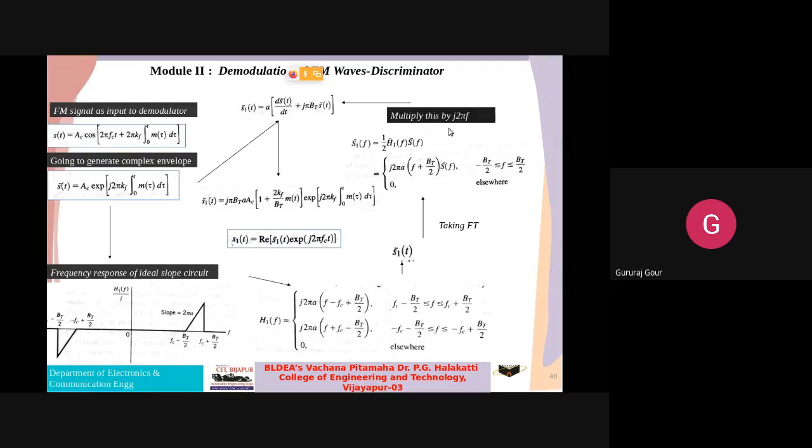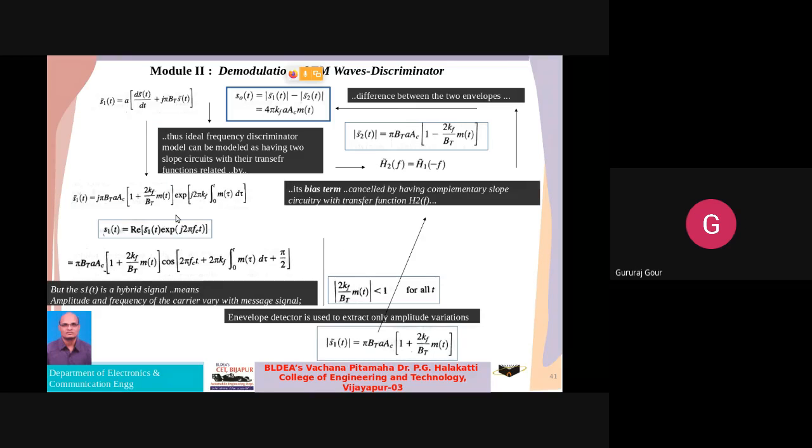If you multiply this by j2 pi f and take the inverse Fourier transform, we get s1-prime of t like this, in terms of the complex envelope s-prime of t. You need to substitute s-prime of t here, and if you resolve this, finally we get s1-prime of t like this. If we expand this, we get one term containing pi BT Ac, and another one is a cosine signal. So it indicates that s1 of t is going to be a hybrid signal containing both amplitude and frequency variations.